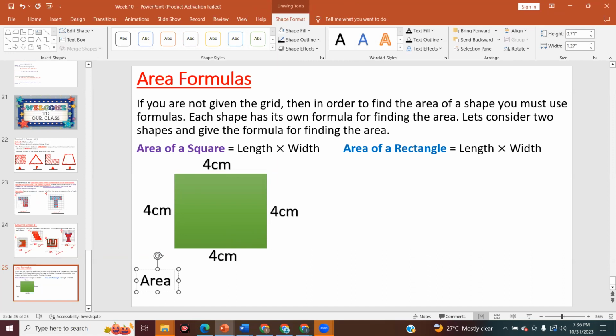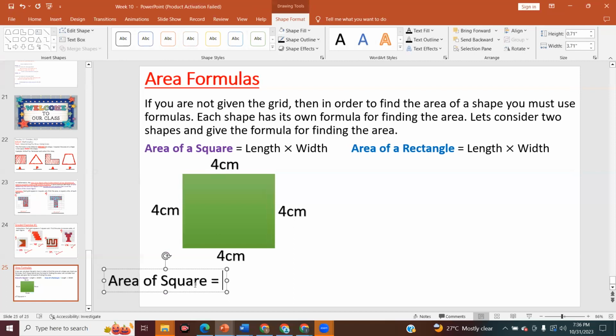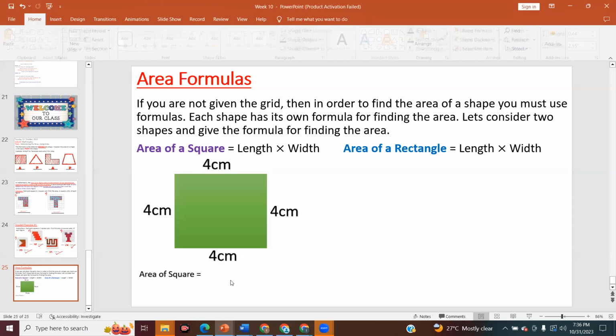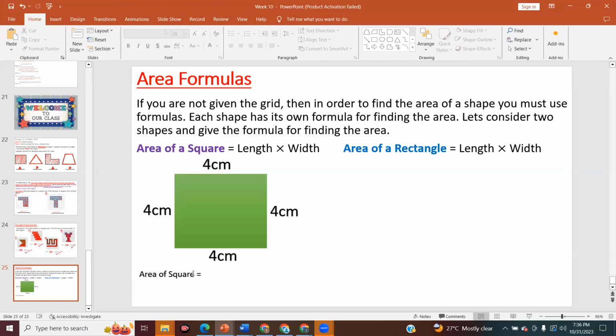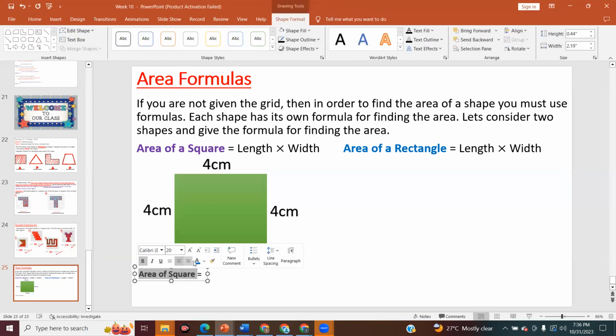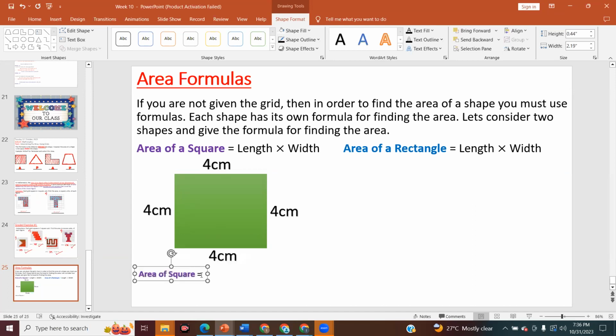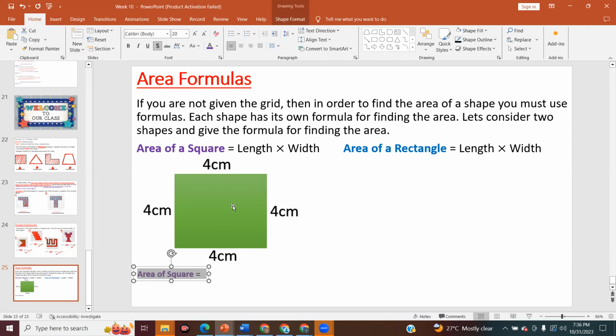So the area of the square is going to be what? You say the area of the square. It's going to be what? The length times the width. Very good. The length of the square times the width of the square. So that'd be 16 centimeters squared. Very good. So the area of the square is going to be length times width.